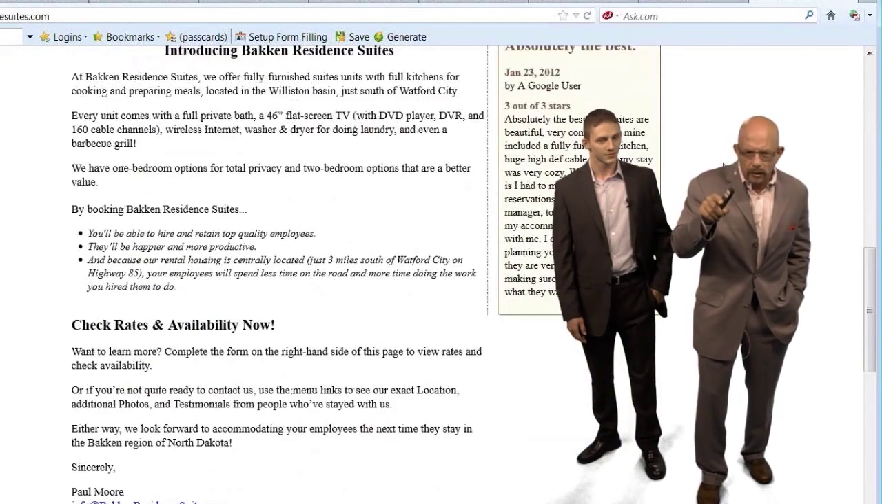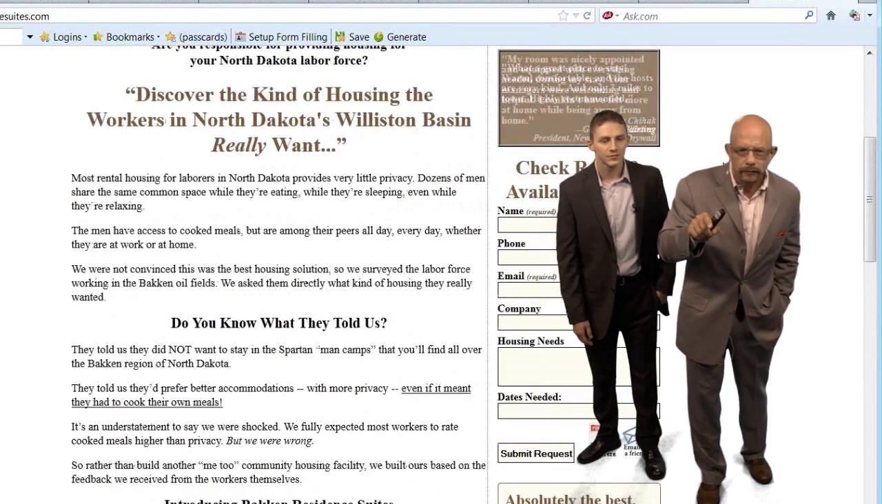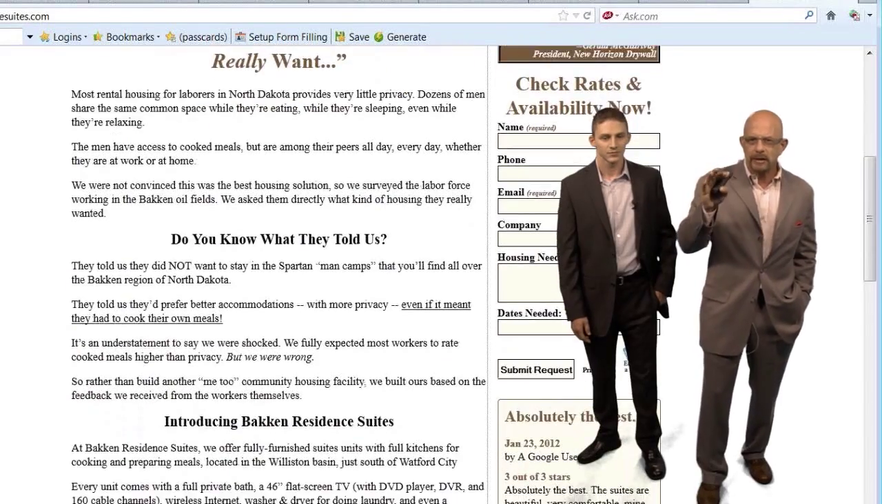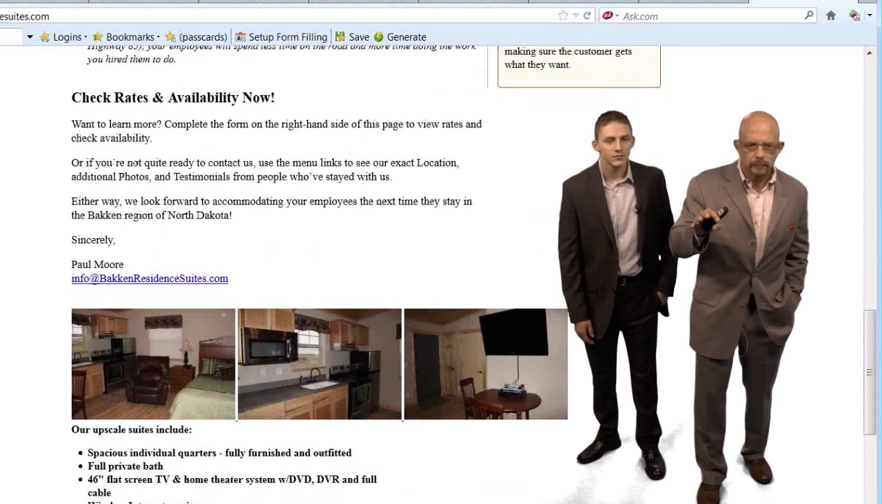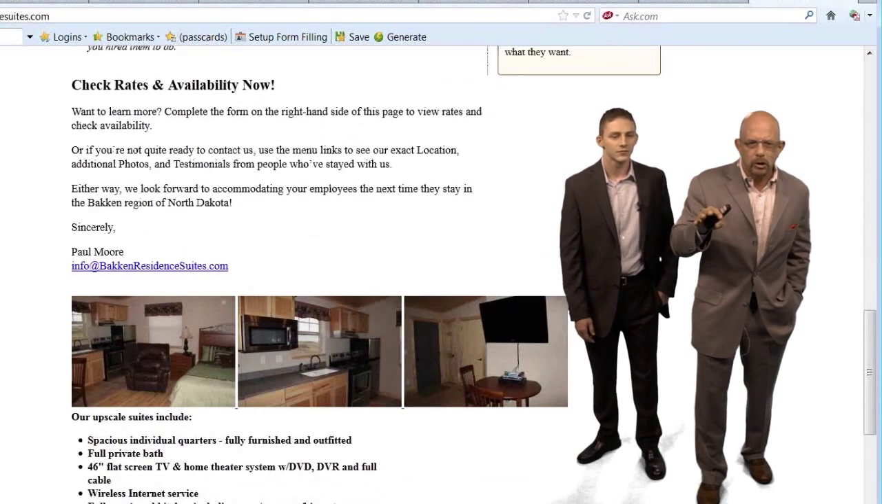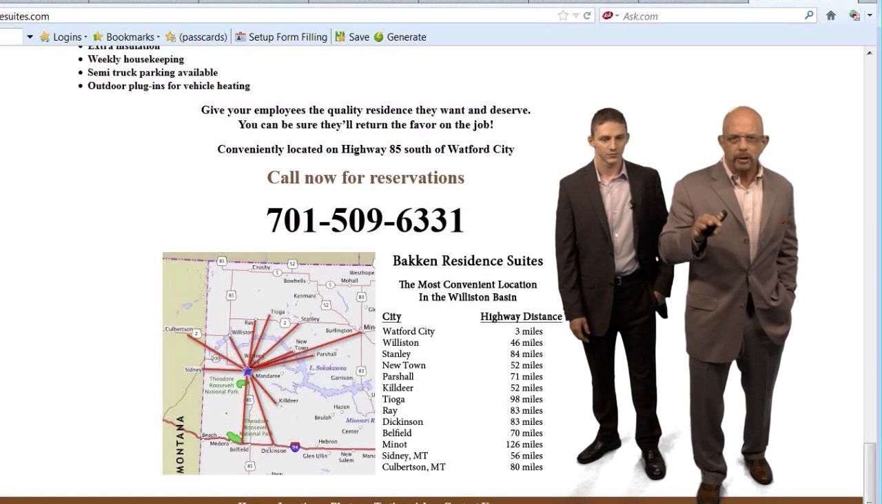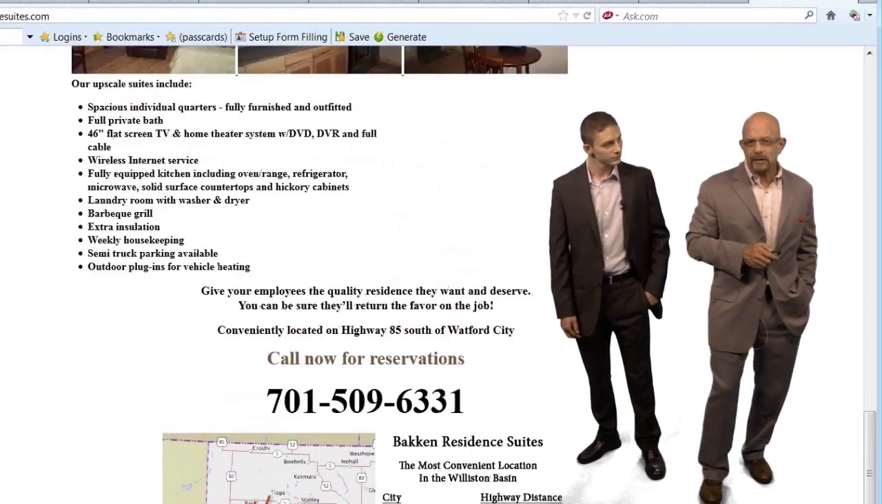And scroll back down, if you would, Paul. And the form, let me see the form on the right. You've got a letter format. You've got check rates and availability now, housing needs, dates needed. Scroll back down. I would have another call to action. Scroll down, let me see if it's there and we're missing it. You have a phone number call to action at the bottom. I think that's good as well.